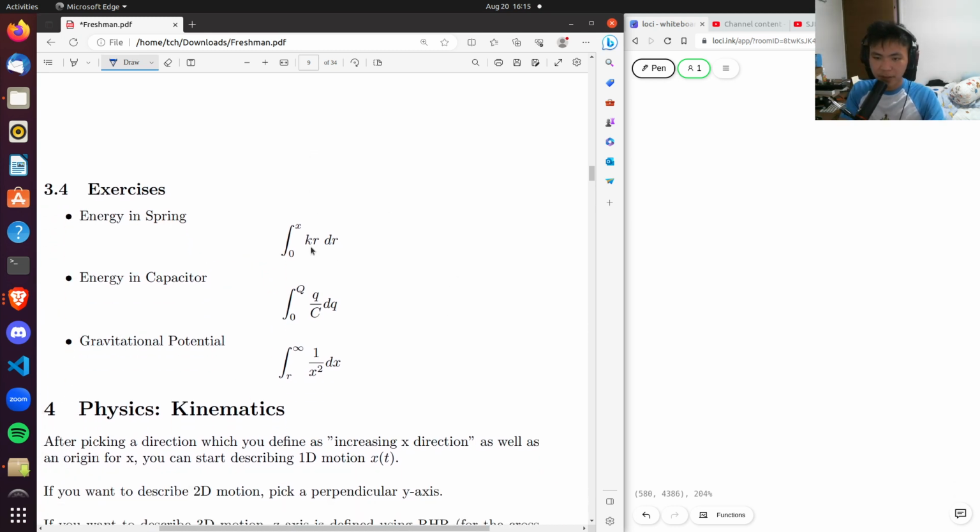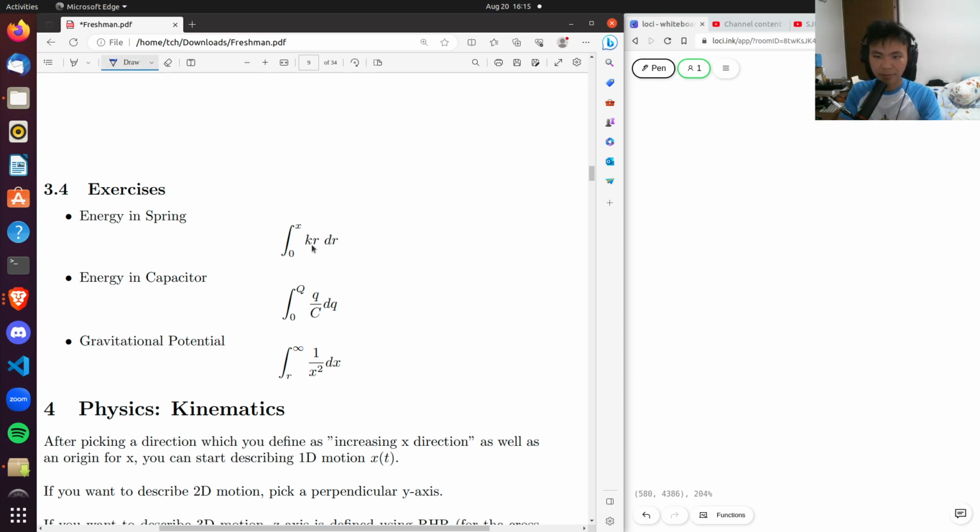Basically, we're integrating some constant k times r, and we're integrating with respect to r. Remember, this dr tells me what variable I'm integrating with respect to. So if this was a dk over here, then the answer would be different. So it is important to write over here d, the variable you're integrating with respect to.